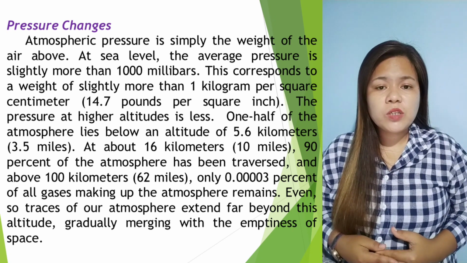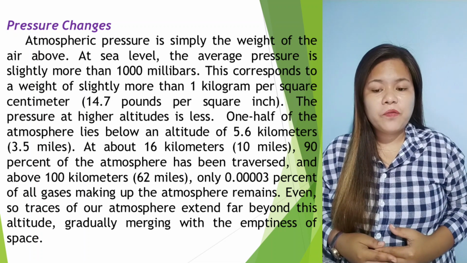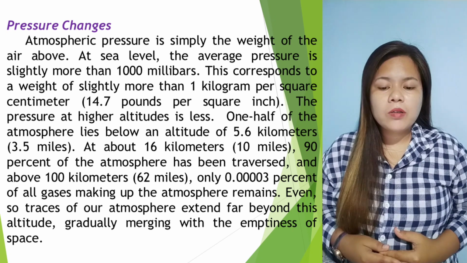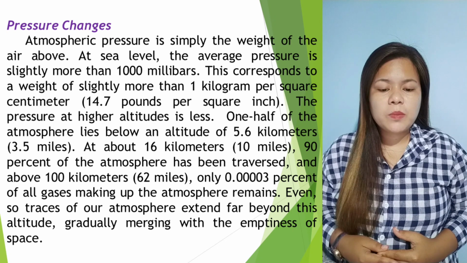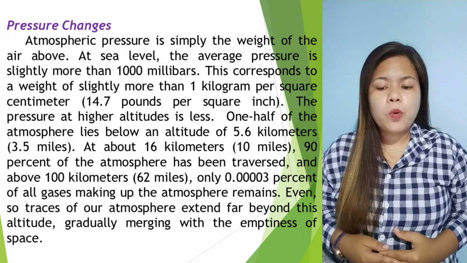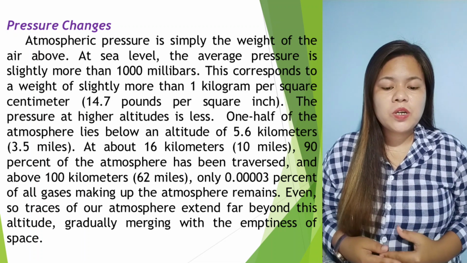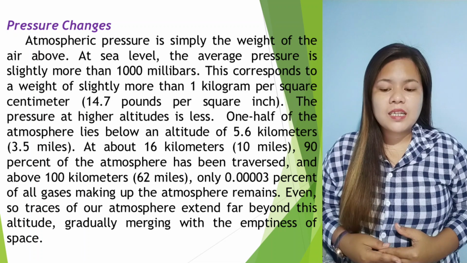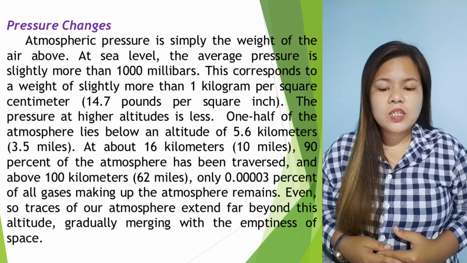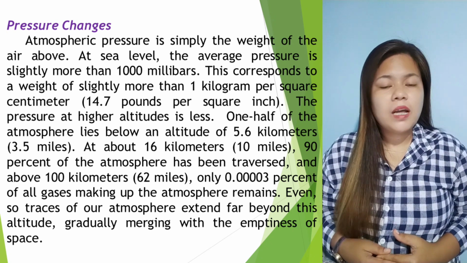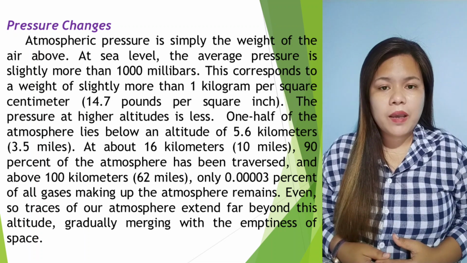One half of the atmosphere lies below an altitude of 5.6 kilometers or 3.5 miles. At about 16 kilometers or 10 miles, 90% of the atmosphere has been traversed. And above 100 kilometers or 62 miles, only 0.0003% of all gases making up the atmosphere remains. Even so, traces of our atmosphere extend far beyond this altitude, gradually merging with the emptiness of space.